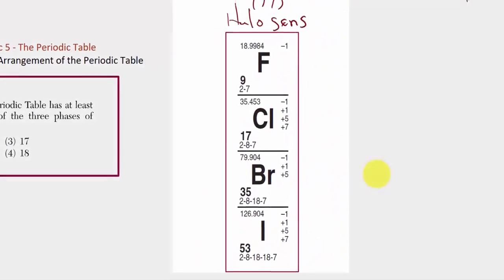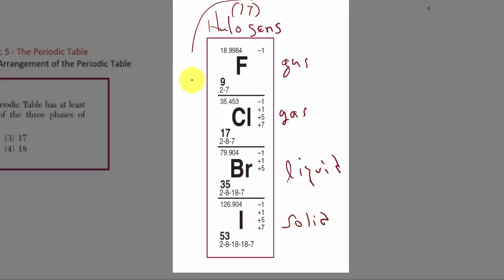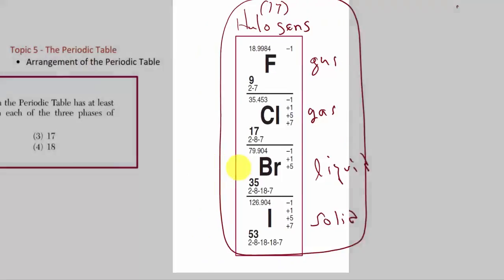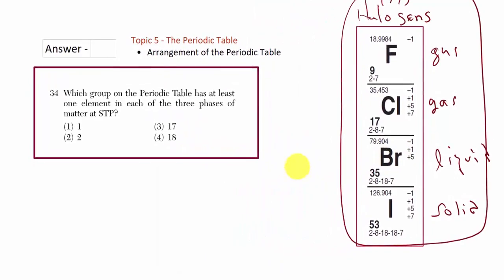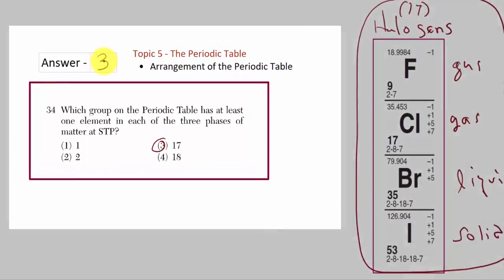Let's just zoom in on column 17 for a moment. We have these four elements included here. Gases are your fluorine and chlorine, both gases. Bromine is the only liquid on the periodic table, other than mercury, but it's in column 17. And iodine is actually a solid at room temperature. So there's a column with all three phases represented, and it is column number 17. So we're going to select answer number 3 for question 34.